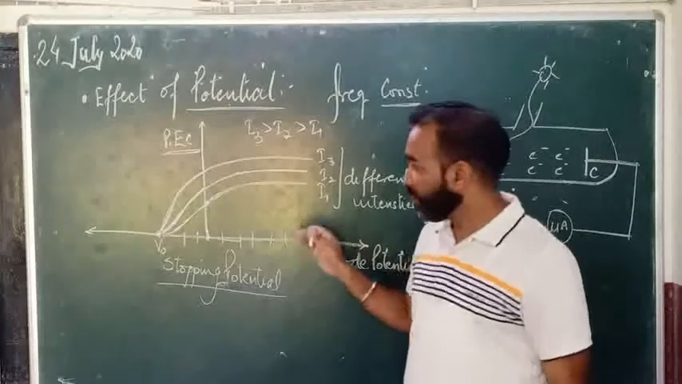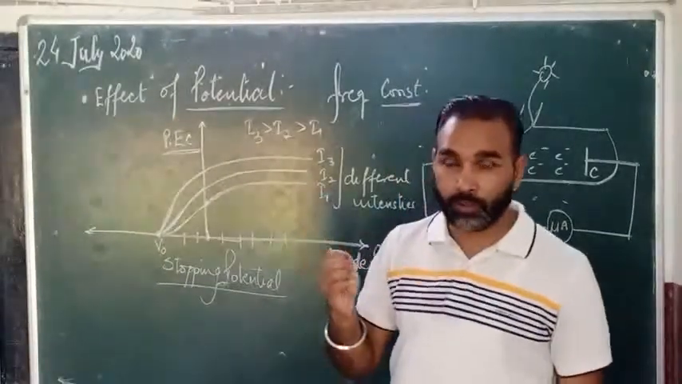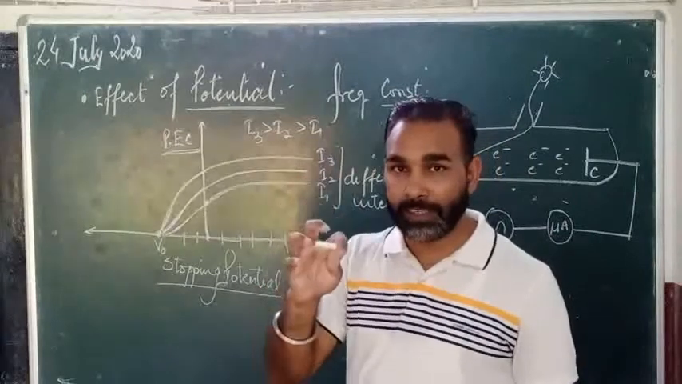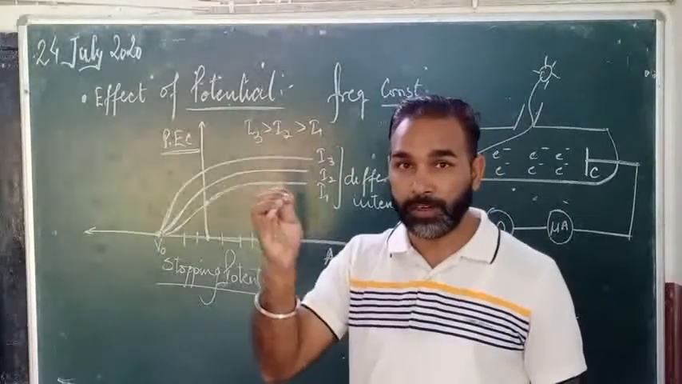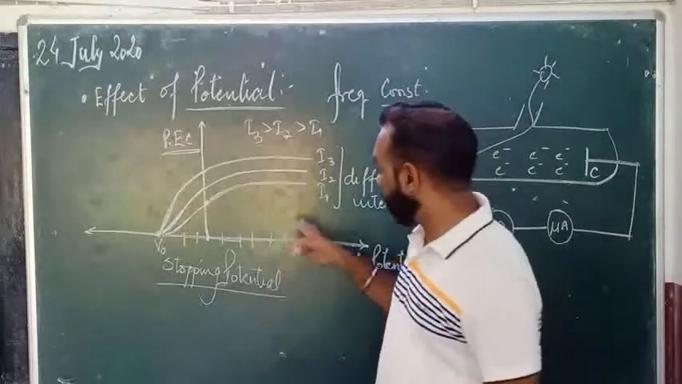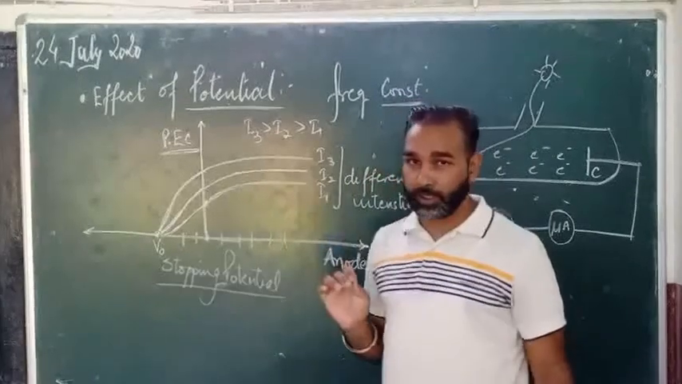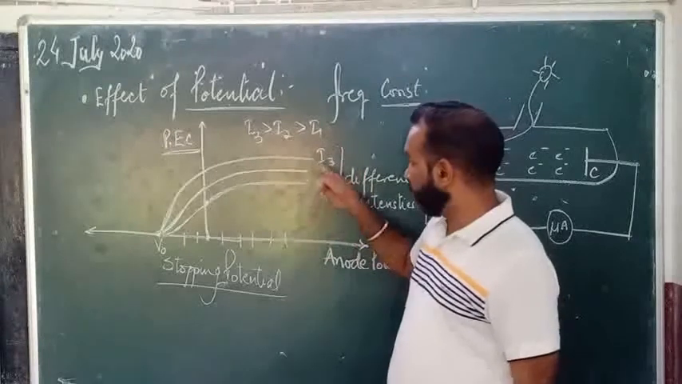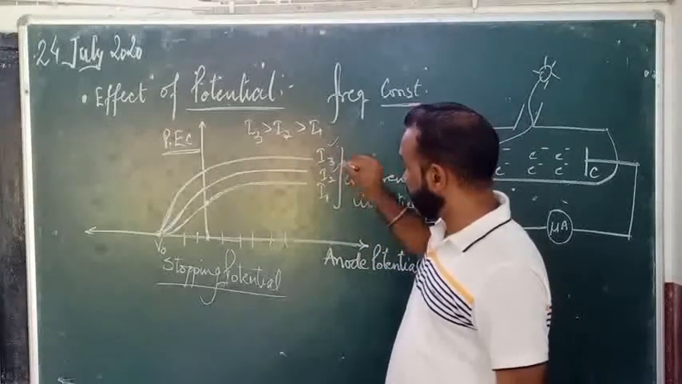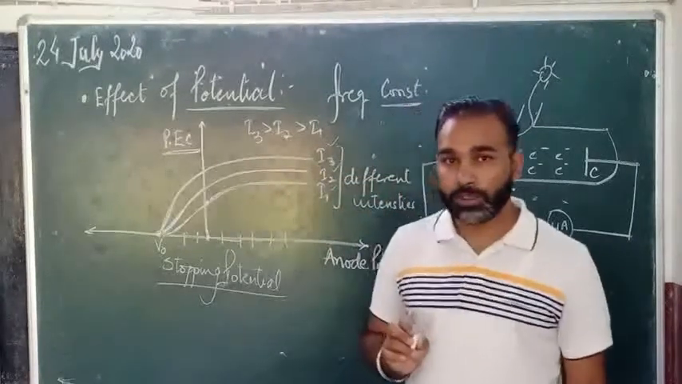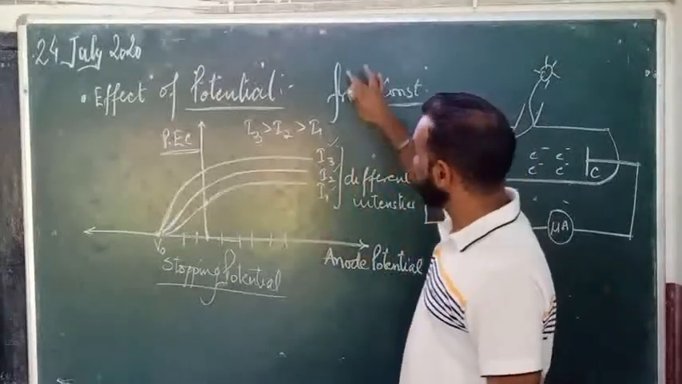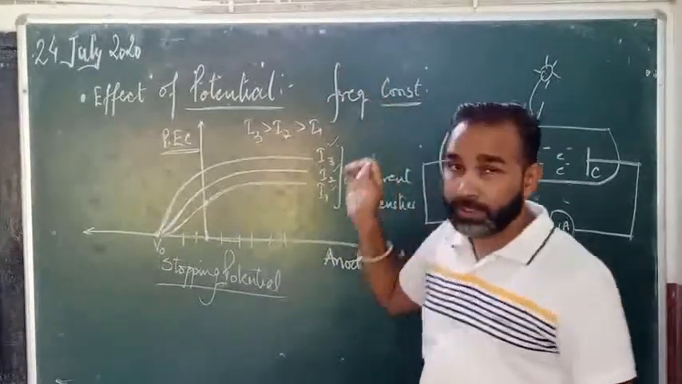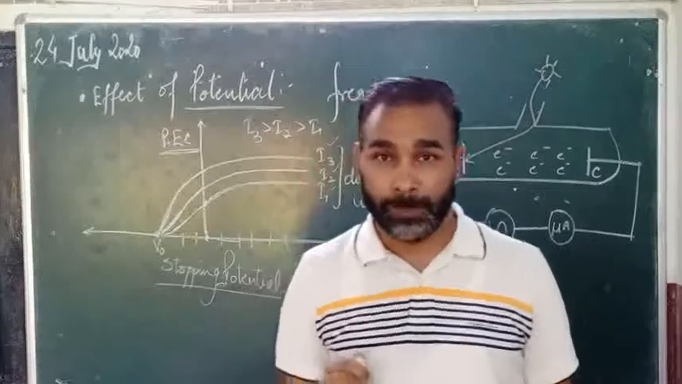For understanding the concept of effect of potential, Lenard took different intensities of light. I have already told you that whenever the word intensity comes, you have to think of the power. So this may be 100 watt, 200 watt, 300 watt. I3 is greater than I2, which is greater than I1, that means this is the greater intensity and this is the lowest intensity. And the second thing they did was keep the frequency constant.